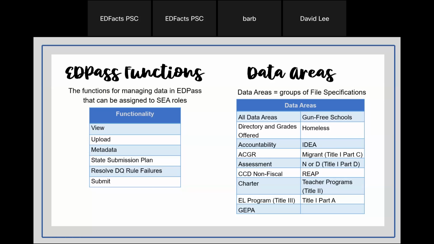I don't have the list of data areas, but every single file spec is covered by a data area. One of the things you really want to focus on when you're creating these roles on paper is to make sure that every single data area is covered. Make sure someone has access to do every single functionality, whether it's one or multiple individuals in EDPass. That way, you don't have to worry about who's going to submit. You know who's going to do that come a due date.